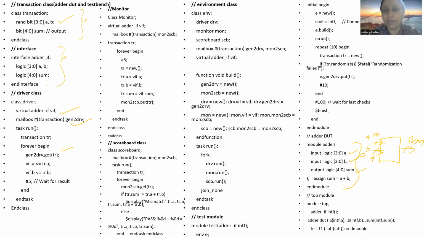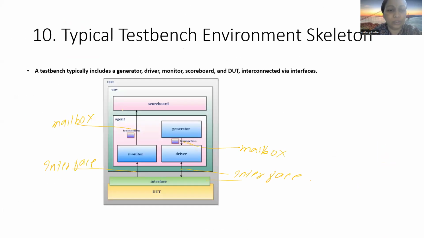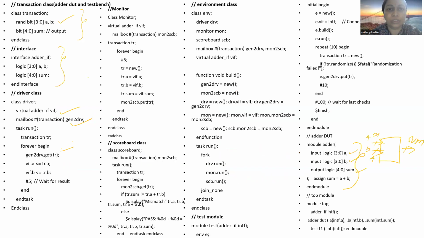Okay, that's about the driver. Then let's see what the monitor is. So class monitor. If you go back to the monitor here, see the monitor has on one side the interface, and on the other side it has again the mailbox, right? So this is the mailbox and this is the interface, and in between the interface and the mailbox is the monitor. So you have to declare in the monitor class also an interface and mailbox.